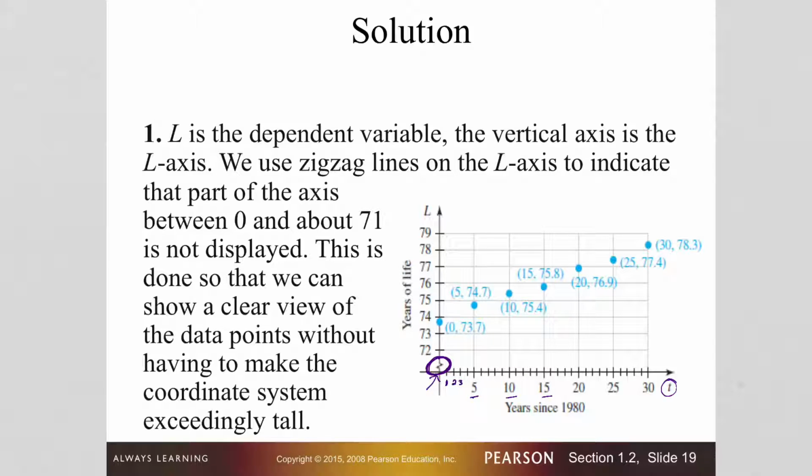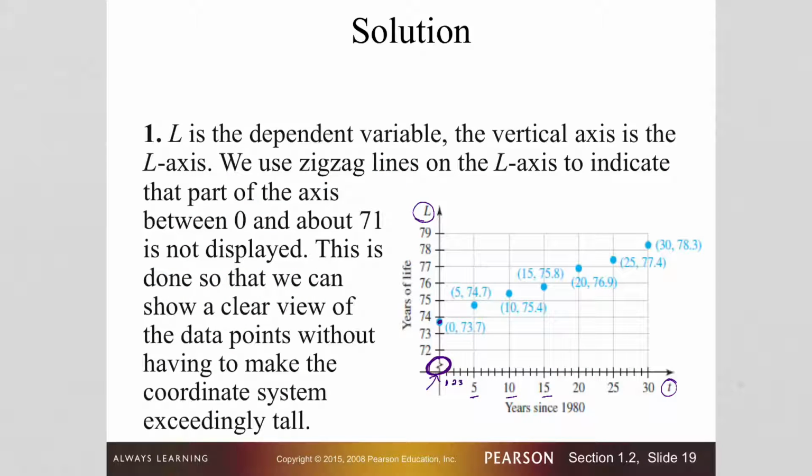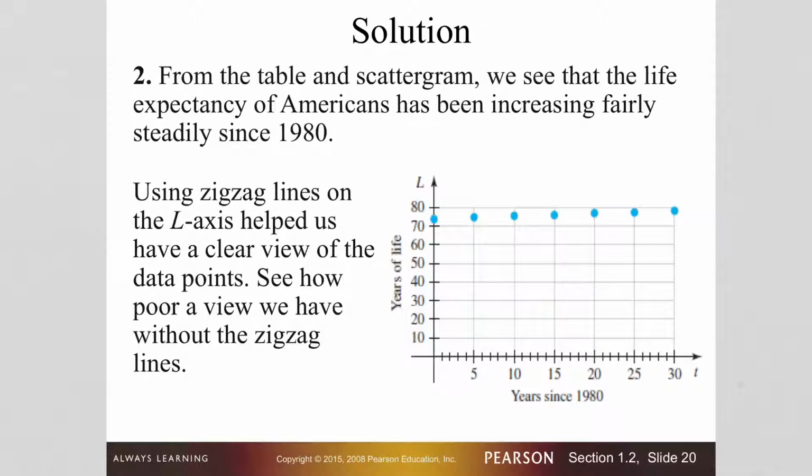We're not showing you 0 through 71. We're going to start it at 72, and then we're counting by ones on that dependent axis. Okay, so that's why you had to use the zigzag, because there was a break in the graph. So at 0, we have 73.7, so that's where that dot comes from. At 5, we have 74.7, 10, 75.4, and it all goes back to that chart that I showed you just on the previous page. They're graphing those points on this graph right here. So do you see how the trend is that the life expectancy is increasing, which is what part 2 says.